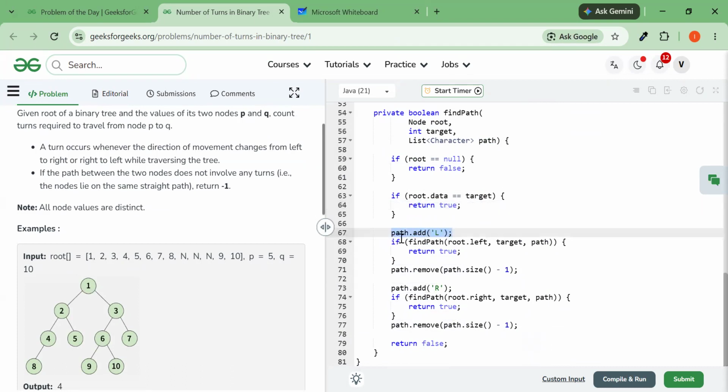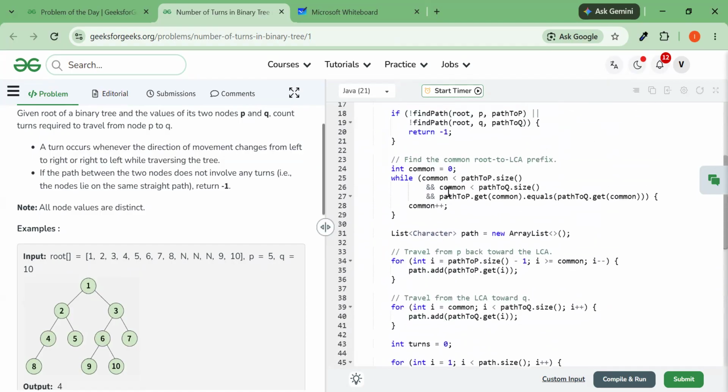Otherwise, as I mentioned, we will append the L, and I will try to find out the particular path. If that gives me the answer, then I will return true. Otherwise, if it is not giving me the answer, then I'm removing that particular variable that I've appended, and I will try to find in the right direction. If I find the path, it's better. If it is not, then I'm finally returning false.